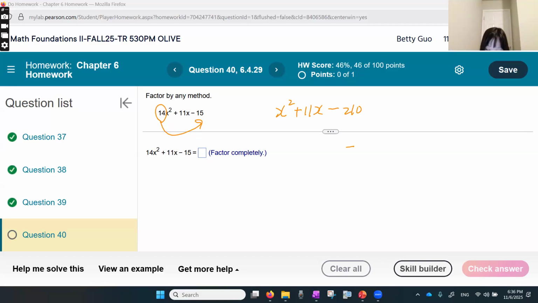210. Factor. One negative, one positive. So the positive number has a bigger absolute value, because they add up to positive. Isn't it 21 and 10? Yeah, negative 10 times 21 is negative 210.